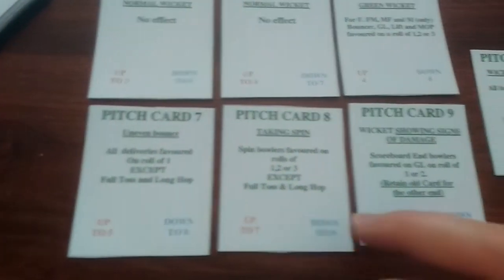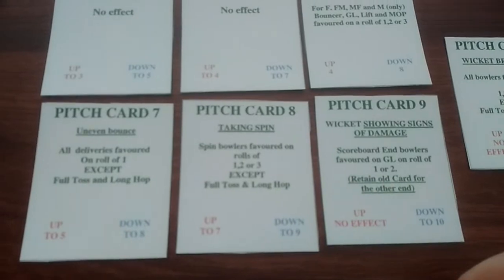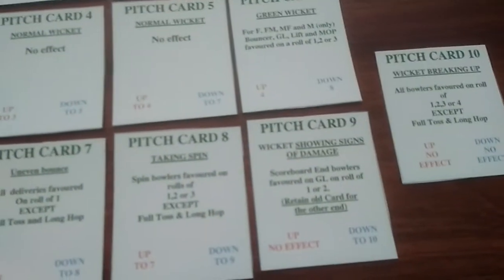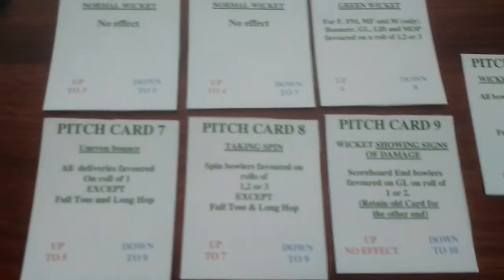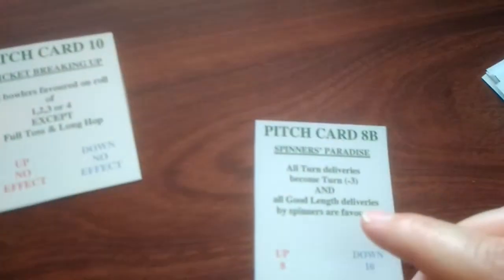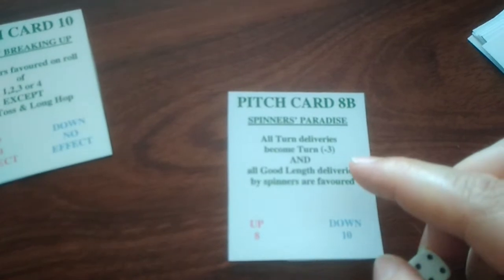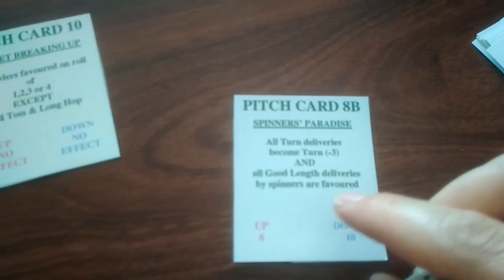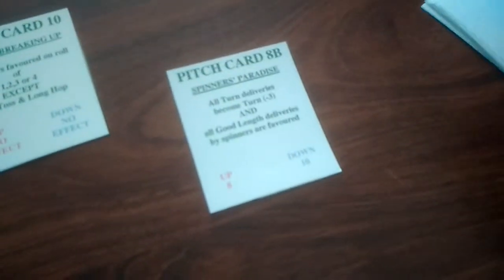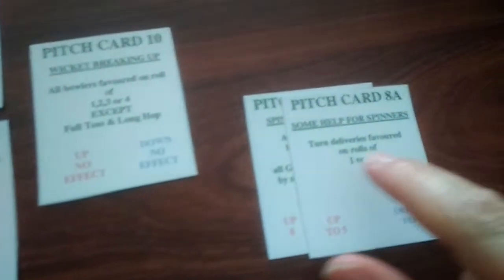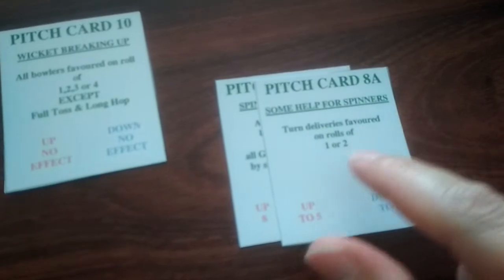This one, actually, if I go to the worldwide weather chart once, what have we got? All turn deliveries become turn -3, and all good length deliveries by spinners are favoured. So it wouldn't even need to be relying on a dice on that one.